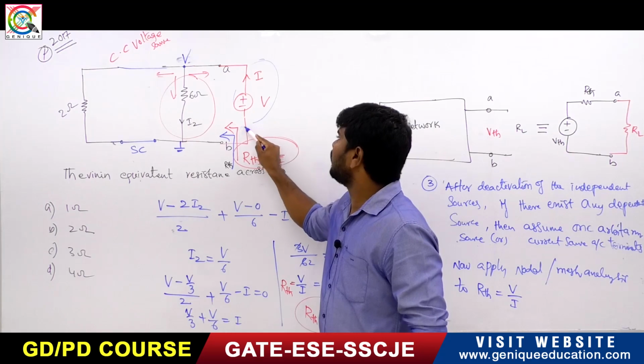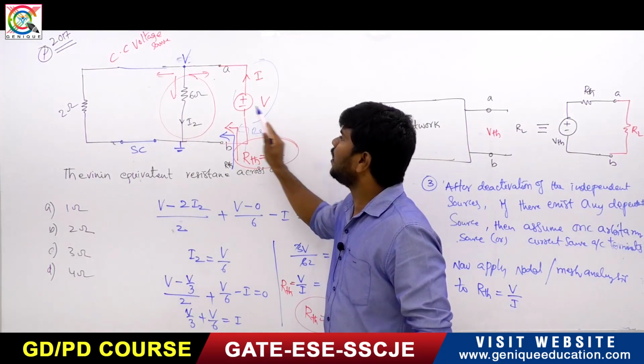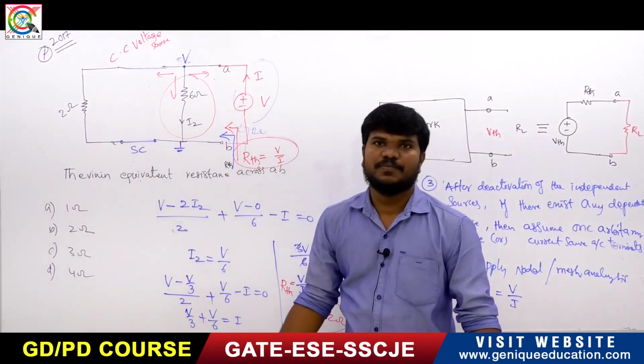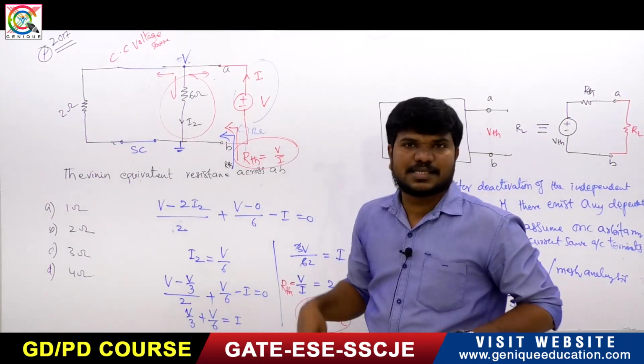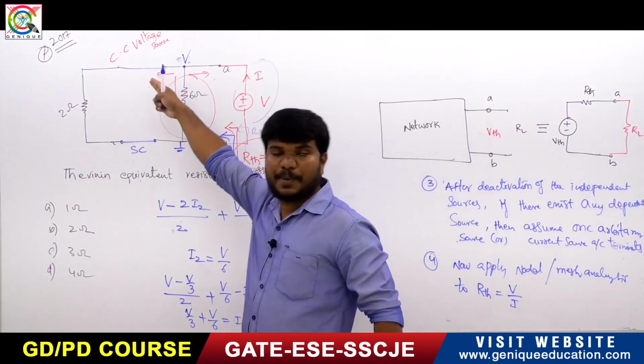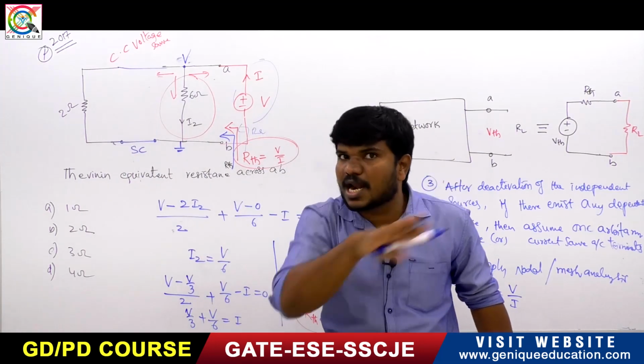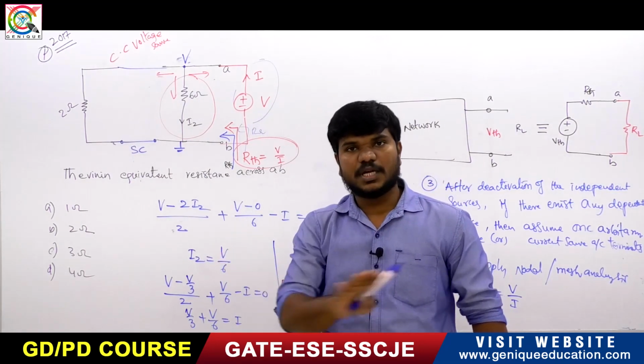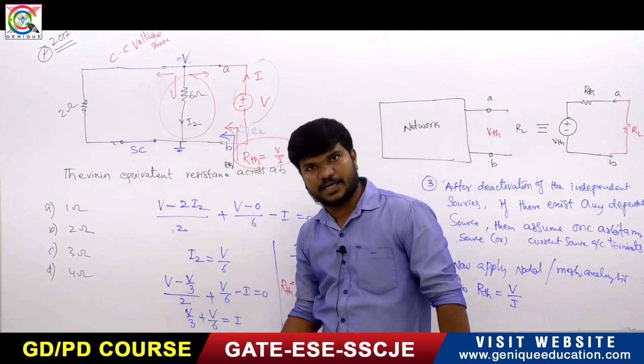Directly you can find the R equivalent. What will be the R equivalent? R equivalent is equal to 2 parallel with 6. So why are we doing all this exercise? Because there is a dependent source, and that dependent source cannot be deactivated.